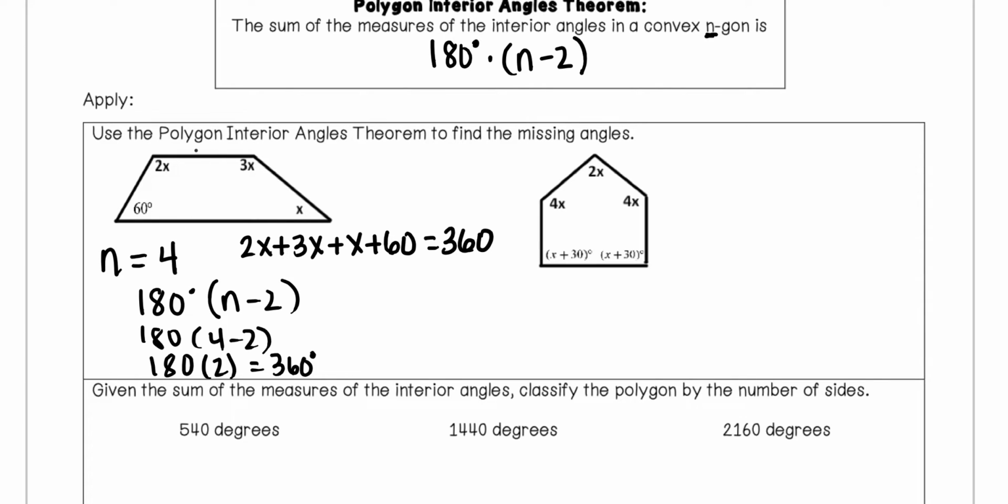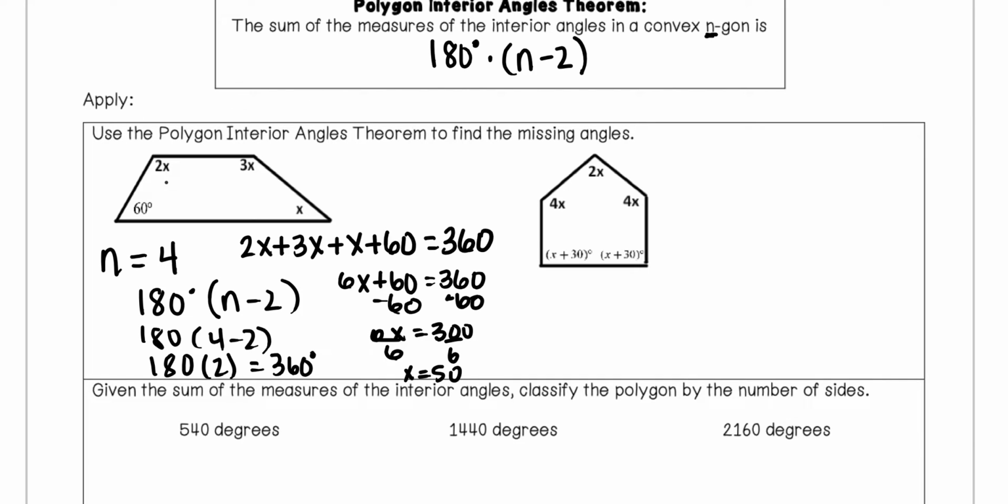Find out how many degrees are within your shape that you're looking at, and then create your equation. We'll combine all of our like terms, and we're left with 6x plus 60 equals 360. Subtract 60 from each side, and we're left with 6x equals 300. When we divide by 6, we are left with x equals 50.